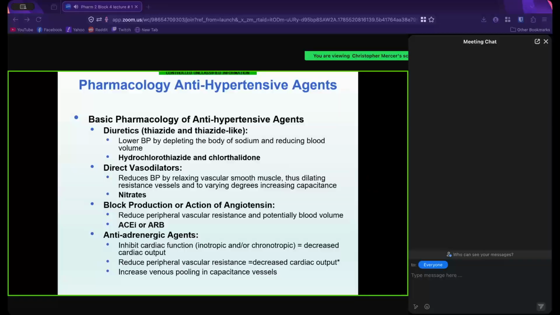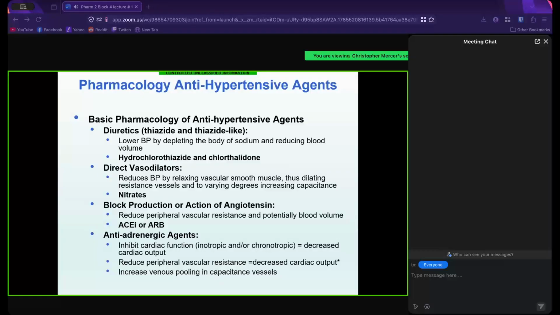Then we have direct vasodilators. They're going to reduce BP by relaxing the vascular smooth muscle. It's in the name, it's a vasodilator. So it dilates resistance vessels and increases capacitance, increasing the ability for fluid to move through. And those are your nitrates. You've probably often heard of folks with angina taking a nitroglycerin pill. Why? It vasodilates. Pretty straightforward. Nitrates vasodilate directly.